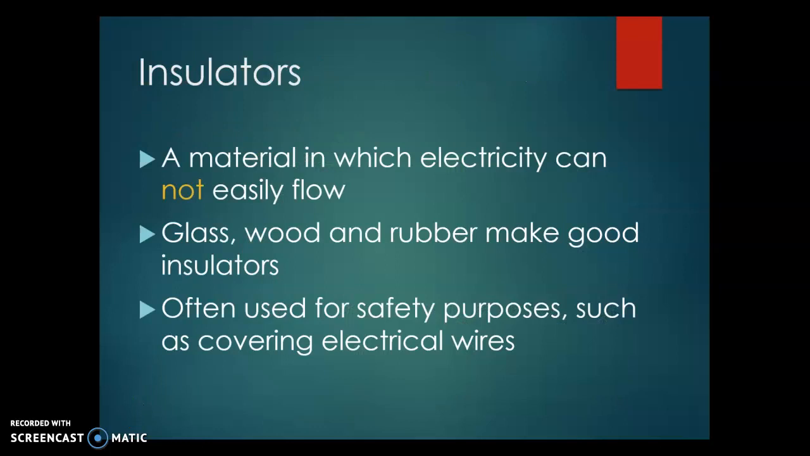Well, what if electricity cannot easily flow? Then we have an insulator. That's what you can write down. An insulator is a material in which electricity cannot easily flow. It has trouble flowing easily through it. Examples of good insulators are glass, wood, and rubber. These materials right here do not allow electricity to flow easily. They're often used for safety purposes, such as covering electrical wires.